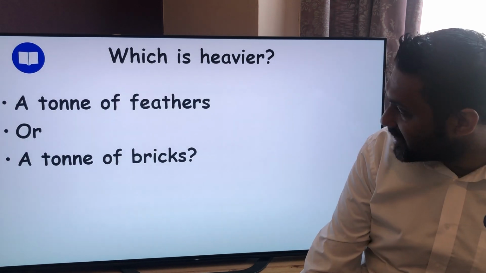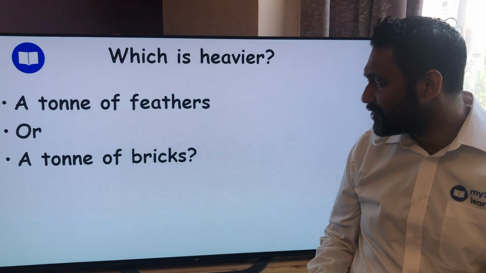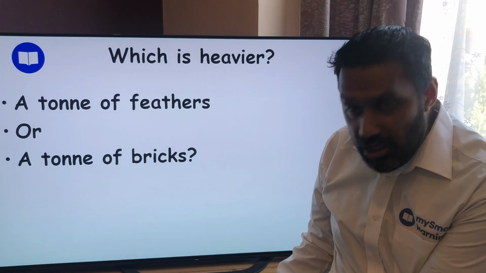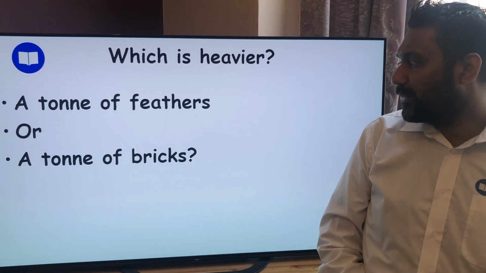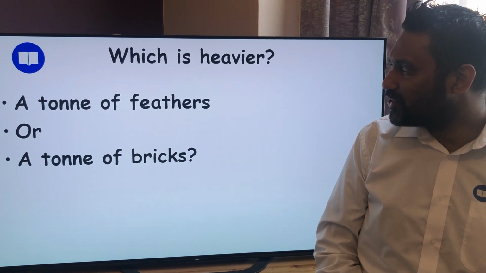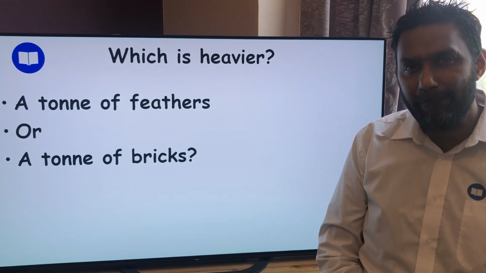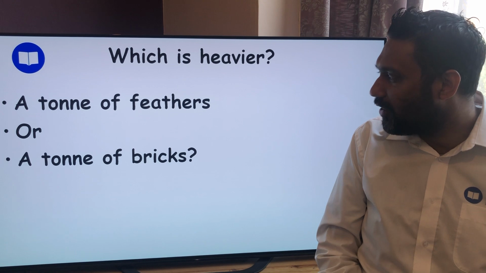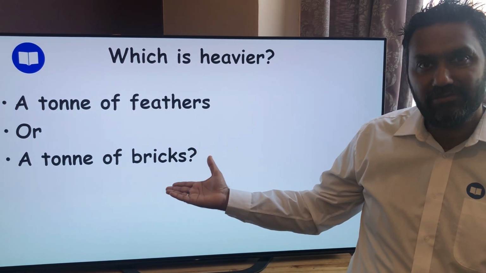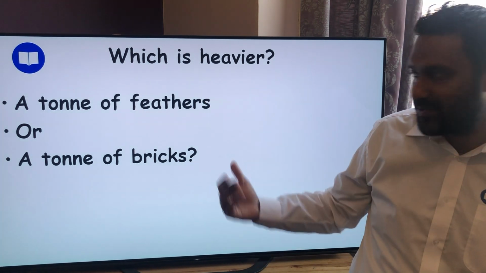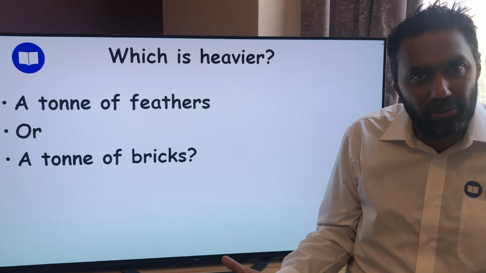And that starter question is this: which is heavier? Is it a ton of feathers or is it a ton of bricks? So have a think about that. Which is heavier, a ton of feathers or a ton of bricks? Now I hazard a guess that most of you that have answered that question would have gone for the obvious, common sense, ton of bricks. A ton of bricks must be heavier than a ton of feathers because bricks are heavier than feathers. That's obvious. Everybody knows that. Even a little baby would know that.